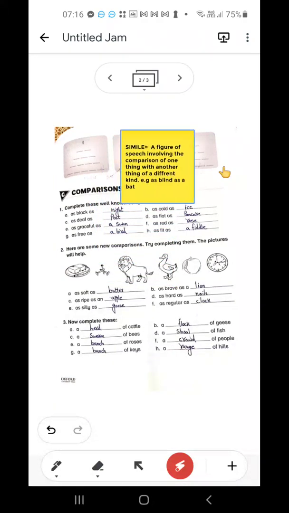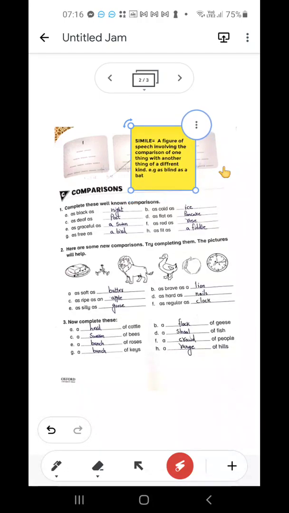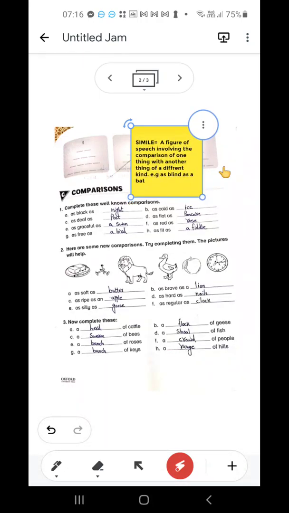Students, you are going to write this simile definition in your notebooks, as well as in this empty part of the book, so that whenever you open the book and do this activity, the definition should be in front of you.